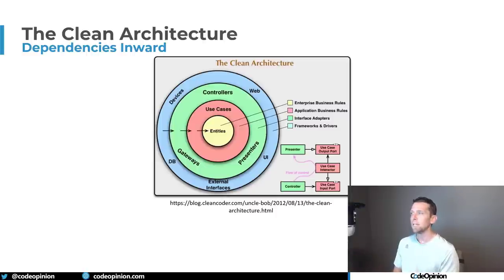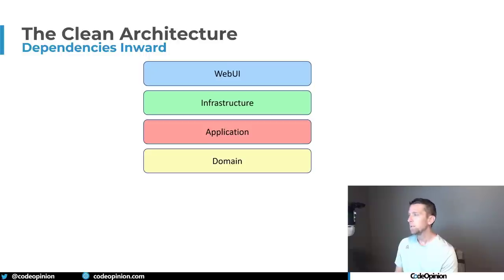It doesn't necessarily need to be these exact layers, if you will, but this is the general concept of your dependencies pointing inward. If we were to take these similar concepts and display them a little bit differently, we have the web UI, an infrastructure, an application, and a domain.